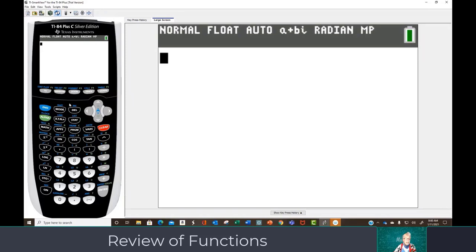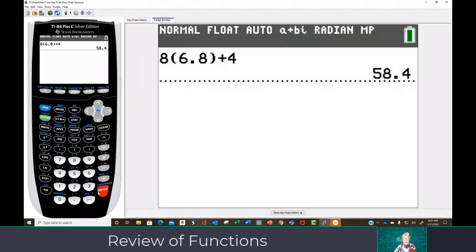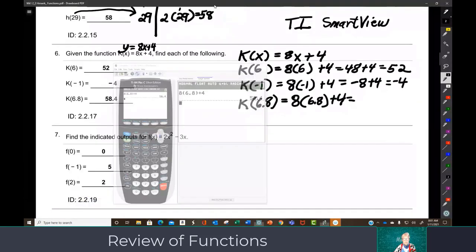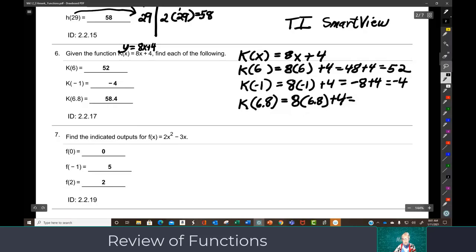Okay. This calculator is so great. It has parentheses, it has a negative key to make numbers negative, and of course it has add, subtract, multiply, and divide. It's just terrific. I love it. Okay, but stop talking and do the work, Barbara. 8 parentheses, 6.8 close parentheses, plus 4. Enter. And I get the answer 58.4. Which they get too.